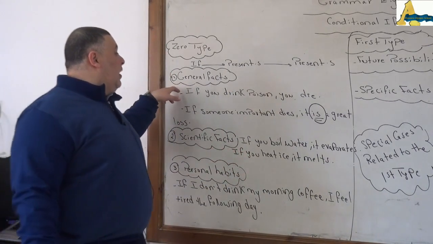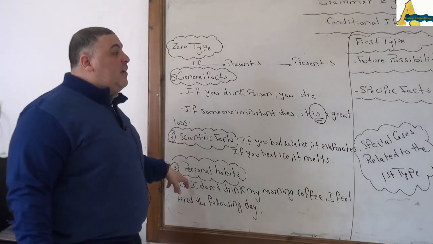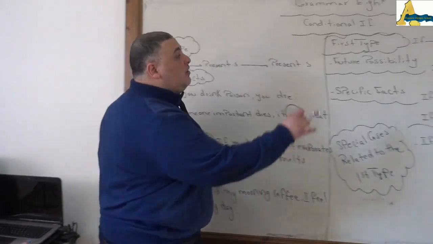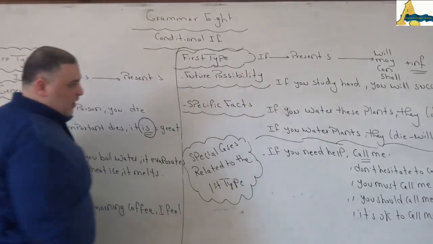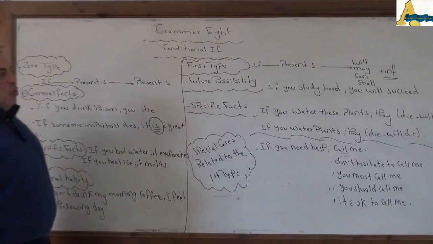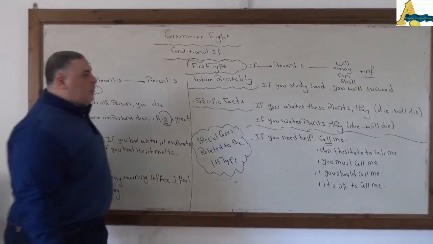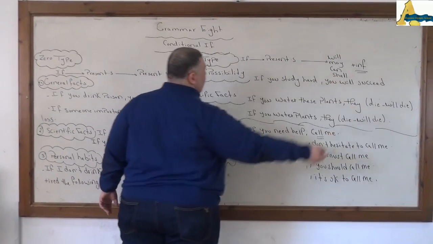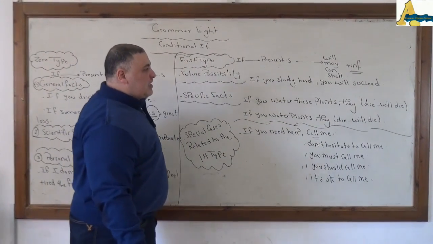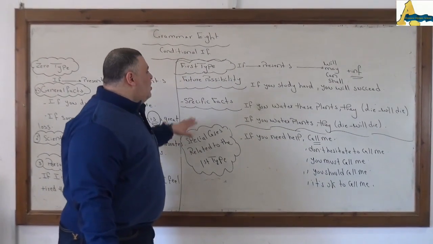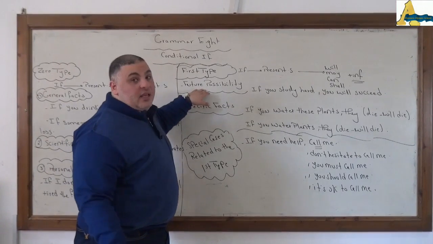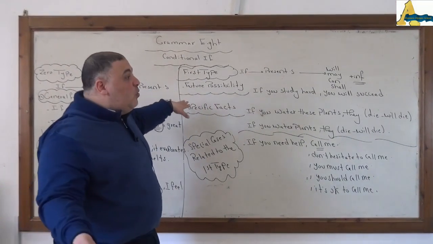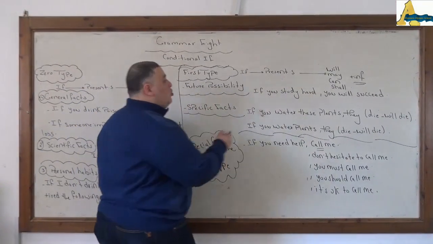When we said in the zero type, right, general facts, scientific facts, and personal habits. But when we got into the first type, which is if followed by present simple, will, may, can, or shall, plus the base form of the verb. So I said whenever I say infinitive, it's the base form, I mean without to. So if you study hard, you will succeed. It's usually used for future possibility, something that might happen in the future, right, if you do the condition.